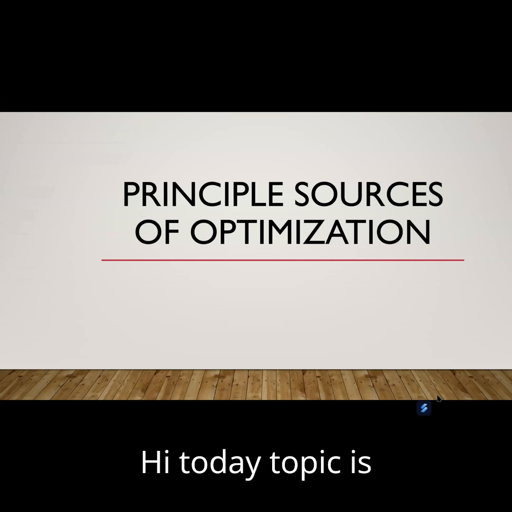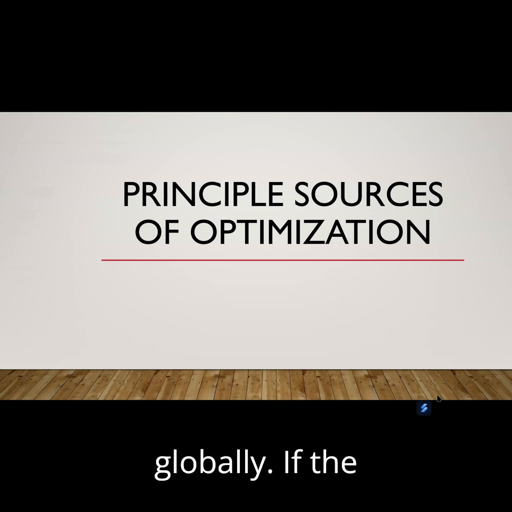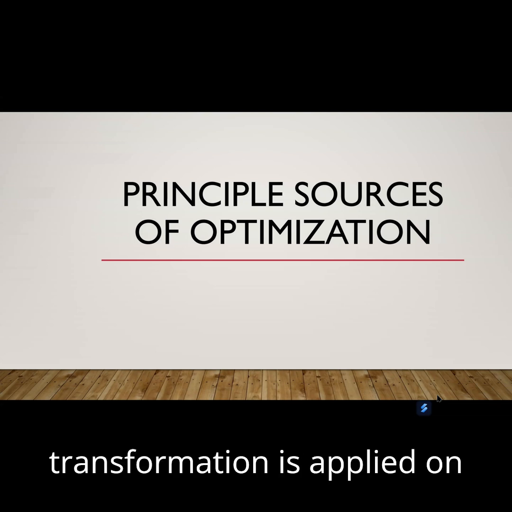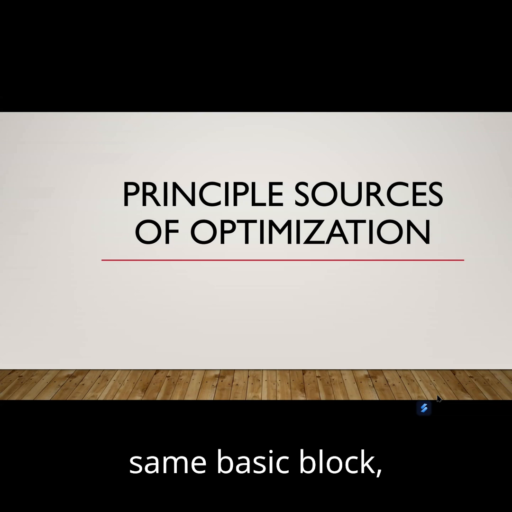Hi. Today's topic is principal sources of optimization, part of compiler design. This optimization technique can be done locally or globally. If the transformation is applied on the same basic block, then that kind of transformation is done locally. Otherwise, the transformation is done globally. Generally, the local transformations are done first.